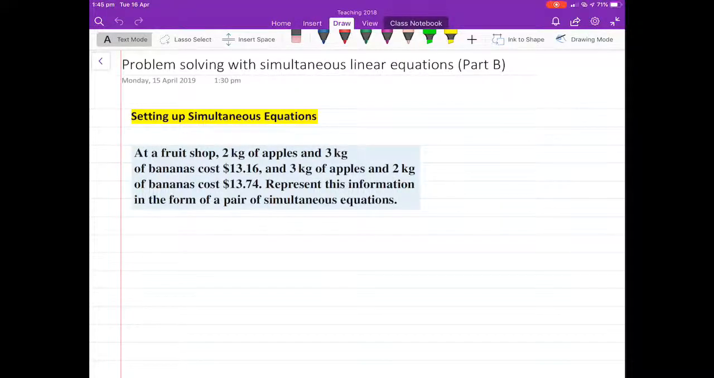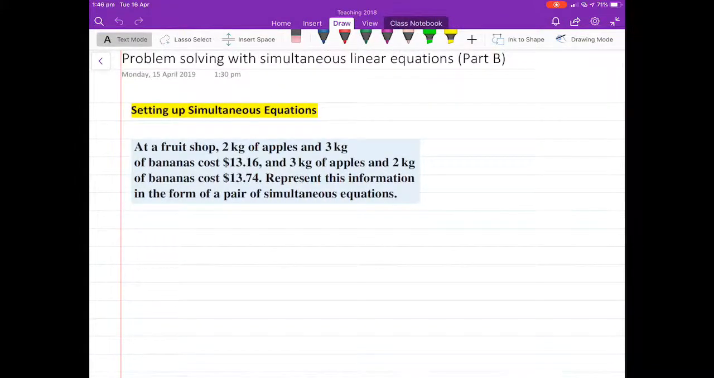Okay, having a look at part B to problem solving with simultaneous linear equations. What we're looking at here is setting up the simultaneous equations. So we've got a little problem here. It talks about a fruit shop, where 2 kilos of apples and 3 kilos of bananas cost a certain amount, and then 3 kilos of apples and 2 kilos of bananas cost a different amount. Okay, so we want to just represent this as a pair of simultaneous equations.